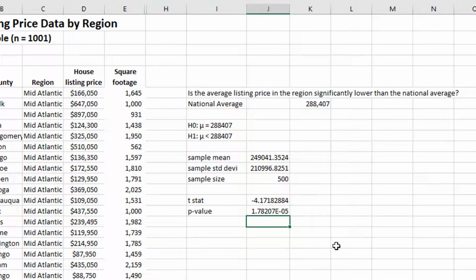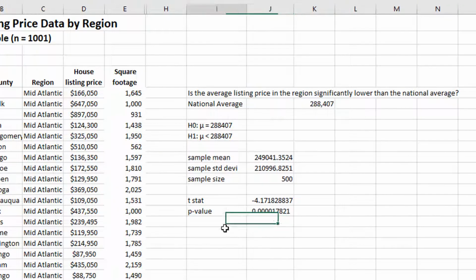Okay, so now, this isn't scientific notation. In Excel, if you want to have this in regular notation, go up and press the comma style, and then extend the number of decimal places. So that's easier to understand, in decimal notation rather than scientific. 0.0000178. That's how likely it is that we could have seen sample data like this coming from a distribution like the null hypothesis says. Very unlikely.